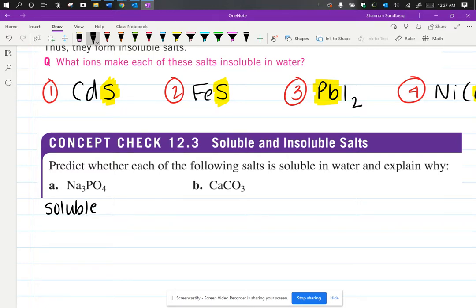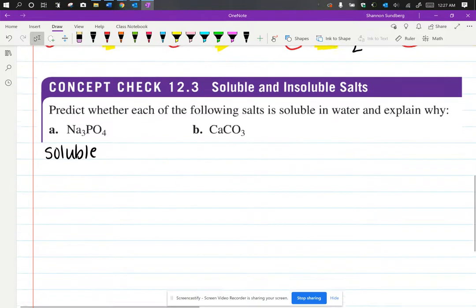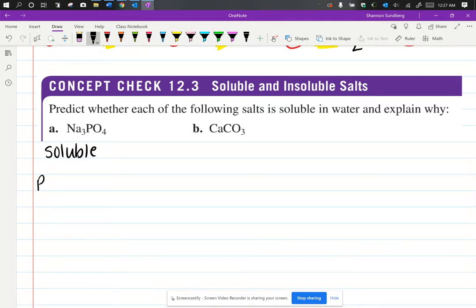Okay, it says tell us why. Why? Well, because there's an exception there. PO4 is paired with sodium, Na, which is an alkali metal.